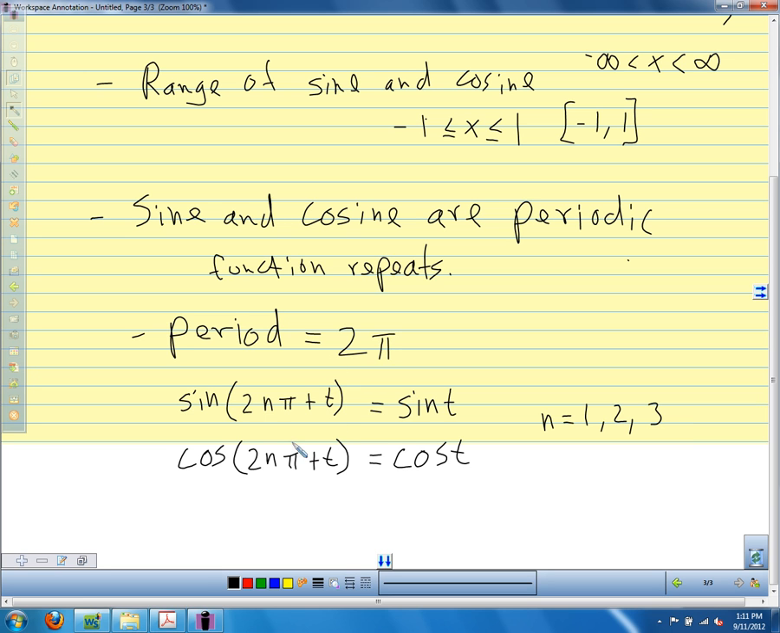So this is how we say in symbols that our function is periodic and the period is 2 pi. These two are what happens when we have a periodic function. 2 pi is our period, n is just the number of times we're going around the circle. T is just the number that we're plugging into the function. We're using t instead of x. It's traditional in trigonometry to use t instead of x, but we could use x also.